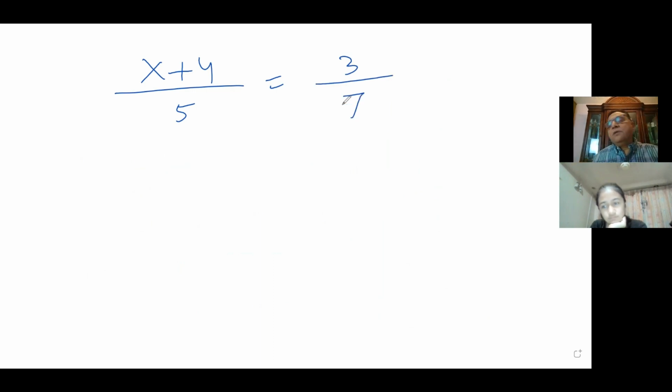So this time I have an equation which is (x plus 4) over, let's say, 5 equals 3 over, let's say, 7. How am I going to solve this equation now?